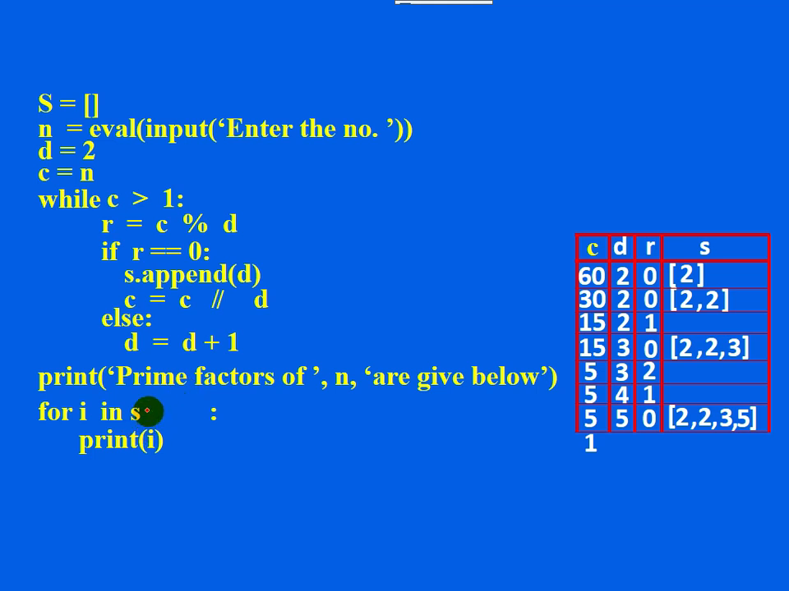But remember, if you write for i in s, the stack will be displayed from bottom to top, because left side is the bottom, right side is the top. I want the stack to be displayed from top to bottom, so s must be reversed. You can write s of colon minus 1, or you can write reversed within bracket s. So now first 5 will be printed, then 3 will be printed, then 2 will be printed, then 2 will be printed. So this is how you prime factorize a number.